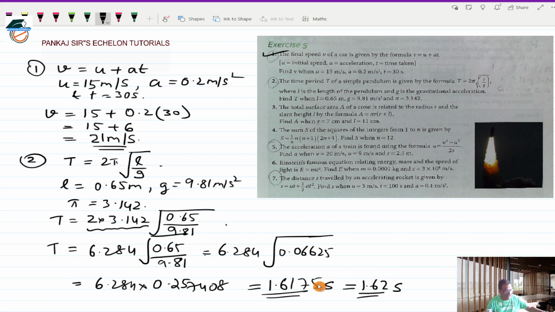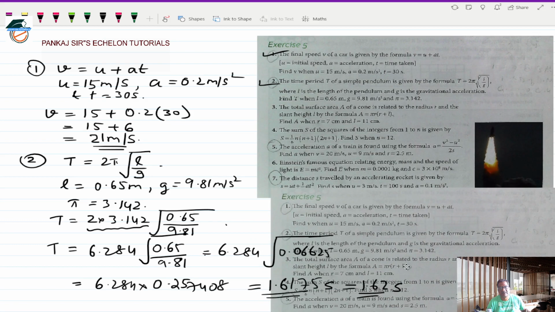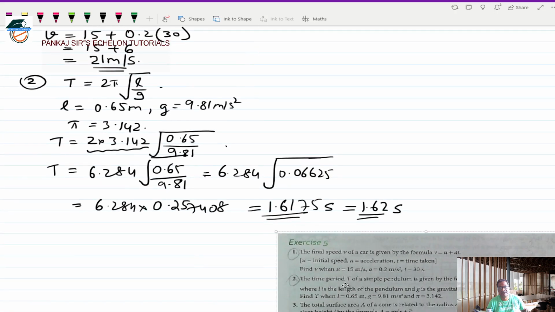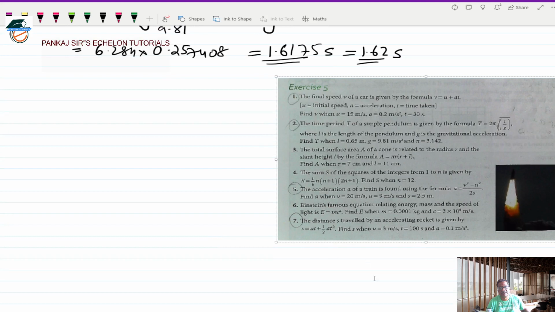Now let us move on to question number 3. So question number 2 we are done with. Now question number 3. We have to make space for that. So here we go for question number 3.